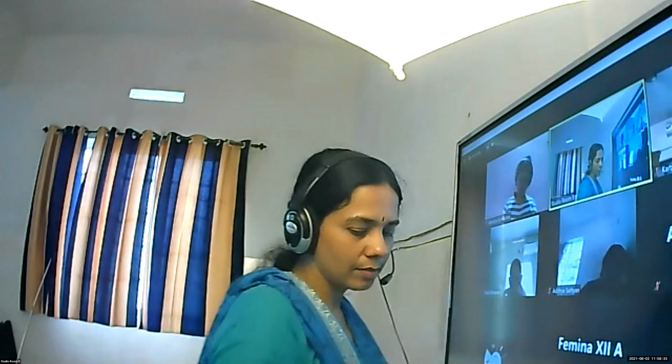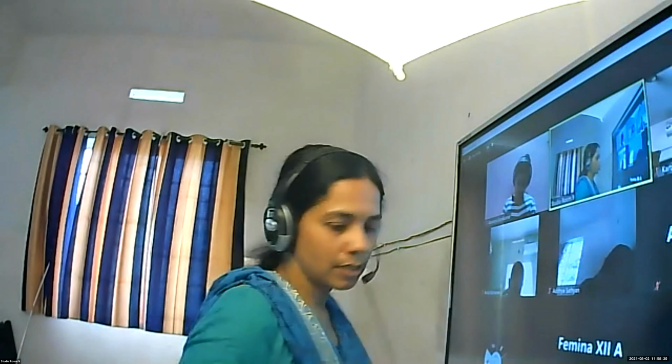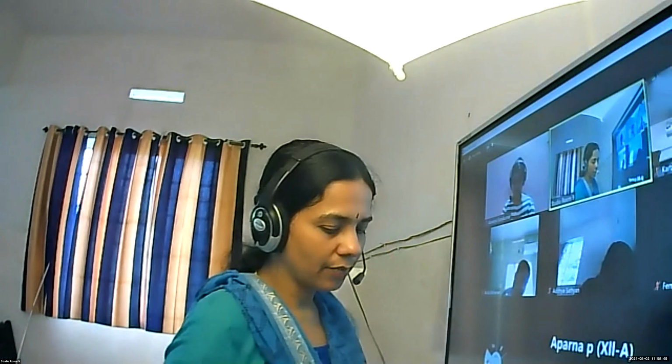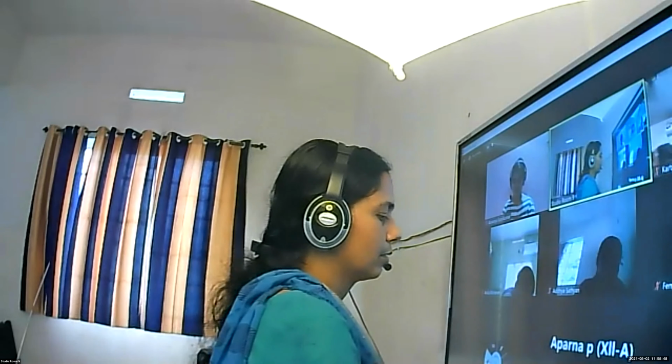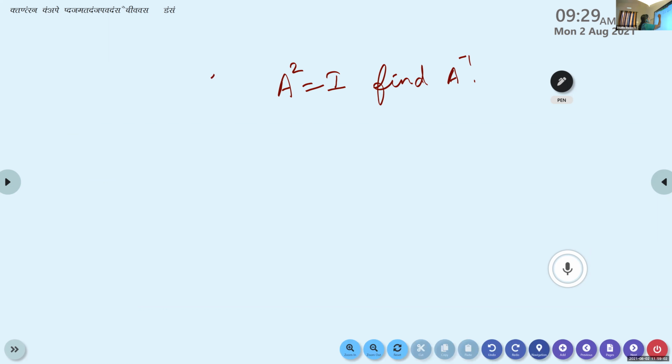For a square matrix A, if A square is equal to I, find A inverse. If A square is equal to I for a square matrix A, find A inverse. How to do this? A square is I, isn't it? A square is I.